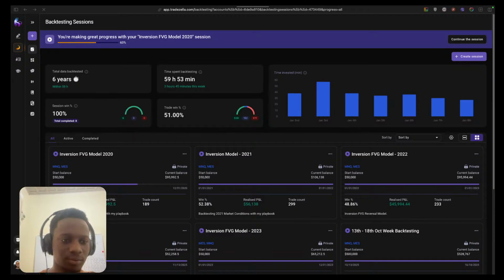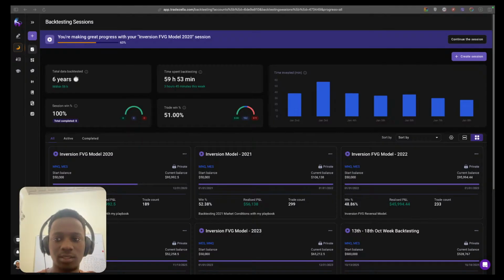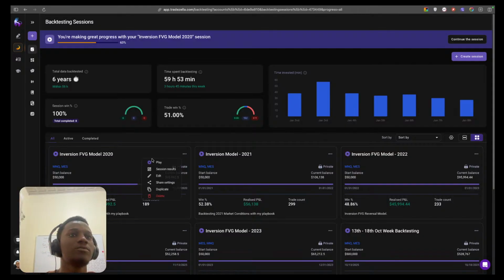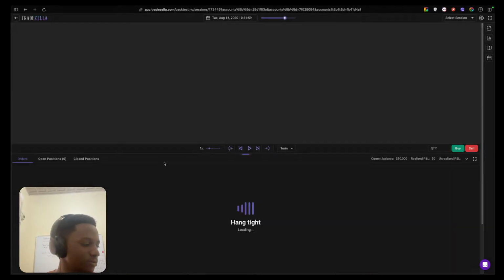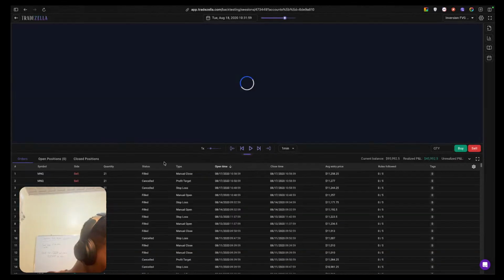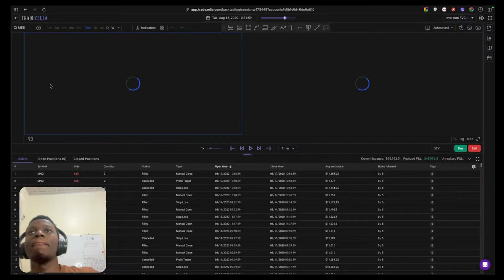Alright, so we all know we're still doing the inversion model 2020. So let's see how we can finish it. Alright. Yeah, so this inversion 2020 model. Put on the light as well.